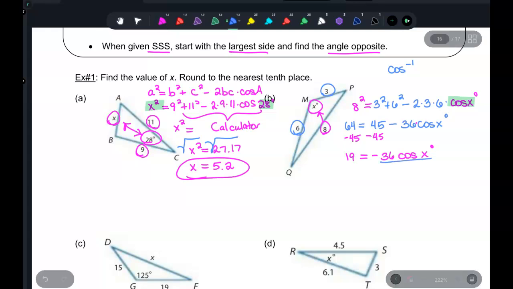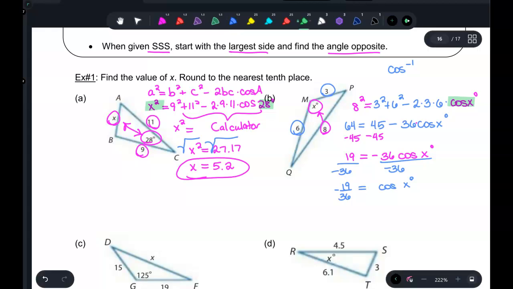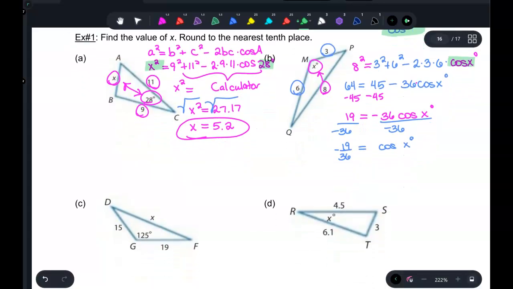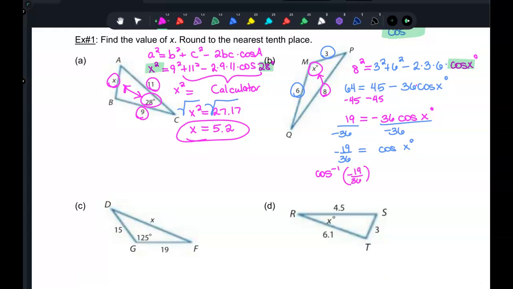Now I can divide both sides by negative 36, so I have negative 19 over 36 equals cosine x degrees. Again, remember I had mentioned cosine inverse is required because we need to find the angle measure. So I'm going to do cosine inverse of negative 19 over 36 equals x. So we get x equals 121.9 degrees.